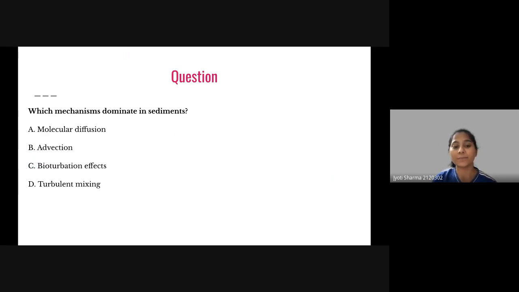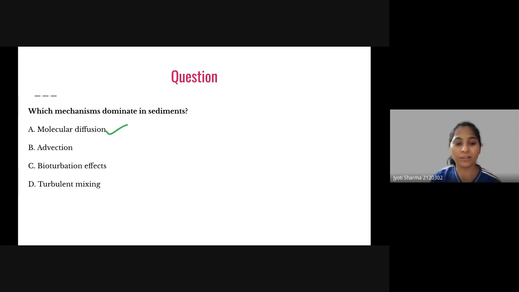Okay, which mechanism dominates in sediments? Molecular diffusion, advection, bioturbation effect, turbulent mixing. In the sediment, what mechanism can lead to mass transfer? Molecular diffusion, yeah, I agree with this. What about B, C, and D? This one is the right one. Obviously, sediment has an unsaturated condition and does not have velocity, so molecular diffusion will help us to transfer the mass.